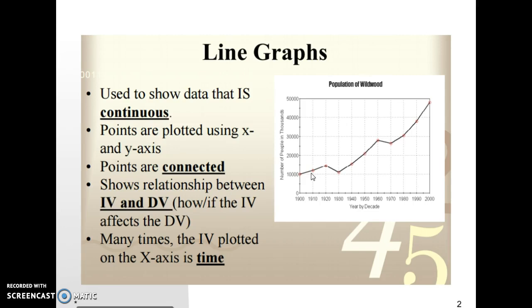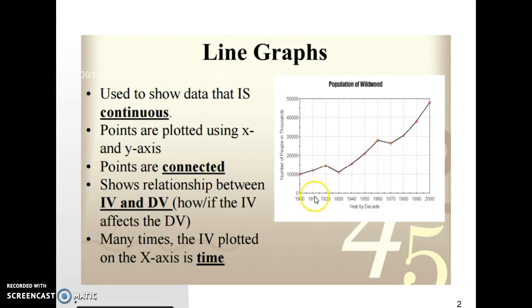Alright, you should have said that over a 100-year span, the population increased generally. We started off with a population of about 10,000 and ended with a population of 50,000. So there was an increase of around 40,000 people. And over that time period, we saw two decreases, from 1920 to 1930 and 1960 to 1970. Now you could look at what was happening in Wildwood at that time and try to figure out why there was that decrease there.